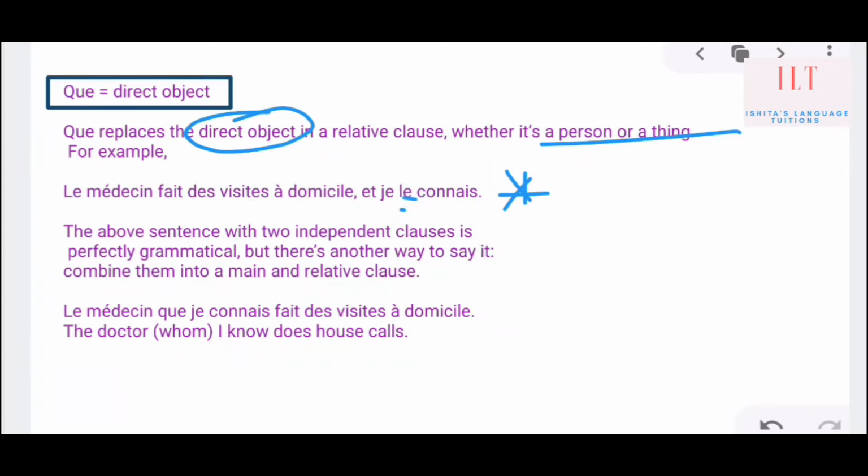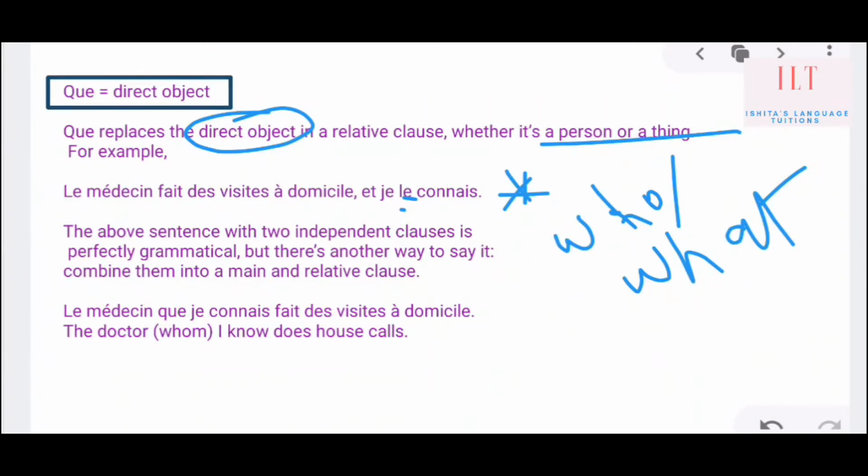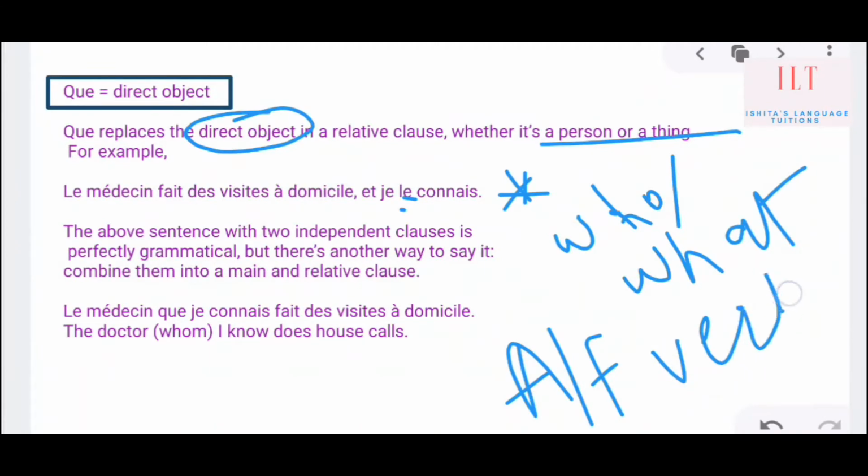Now some of you might be thinking how to identify the direct object. To identify the direct object, we need to ask who or what, just like the previous slide, but who or what after the verb. That was before the verb, this is after the verb. So je le connais, I know him, I know whom, I know the doctor. Qui is nothing but who in French. So je connais qui, I know whom, the doctor. So we got an answer that le is our direct object pronoun.